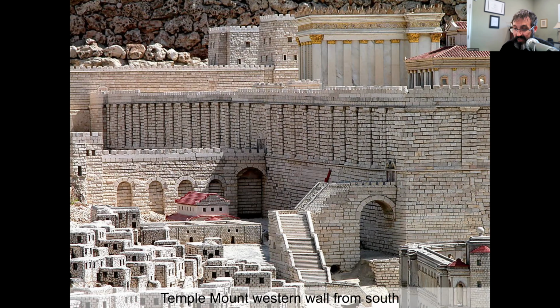And here we see a model of the temple. This was Herod's temple that was there in the time of Christ. So we see the Temple Mount and the Western Wall from the south. The Western Wall, the Wailing Wall, is the only thing left of the temple. The temple was completely destroyed, but the retaining wall, really holding up the earth of the Temple Mount, is still there. And so we see it again, the Western Wall from the south.